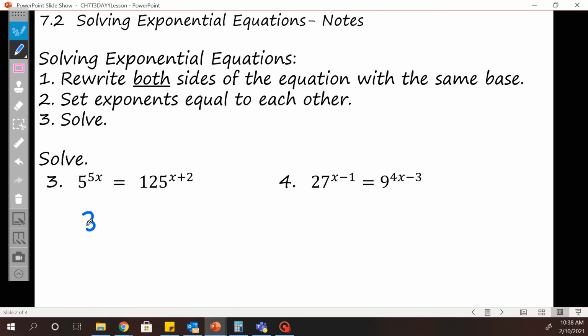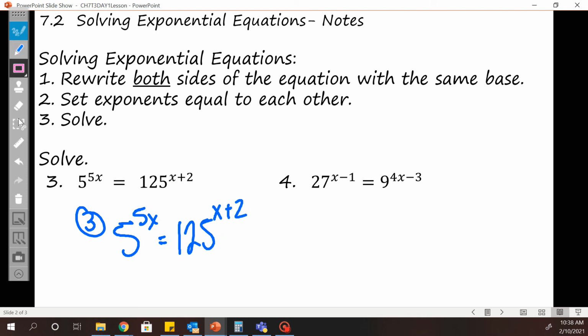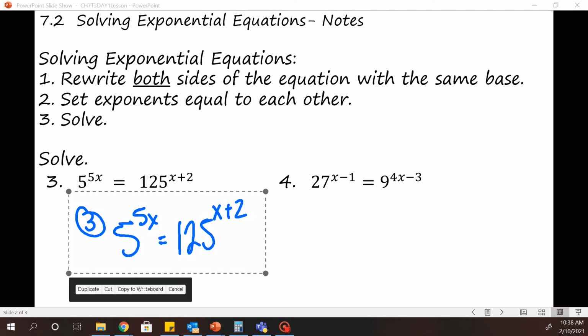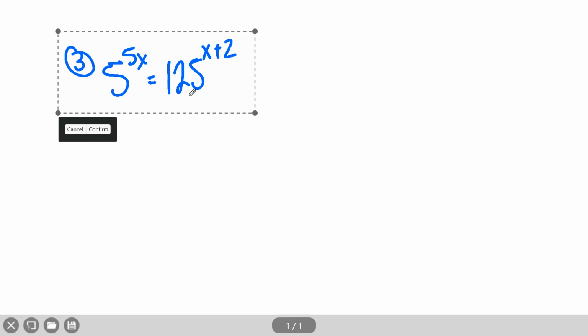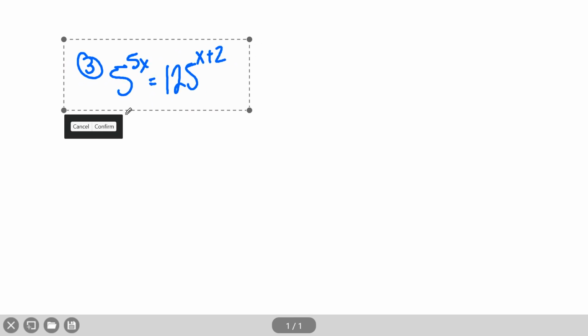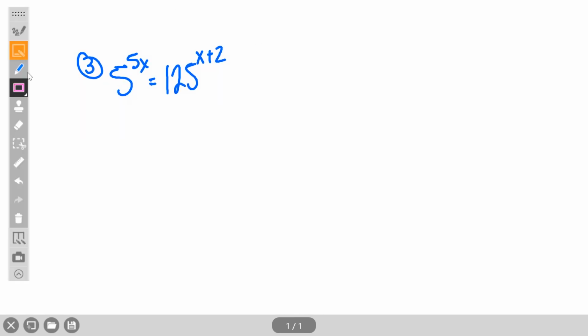Number 3, we have 5 to the 5x is equal to 125 to the x plus 2. All right, so the idea here is the same. It's just there's going to be a little bit more math involved for us to do this one. So first I decide on a base. I have a base of 5 here and a base of 125 here. I'm going to see if a base of 5 works.